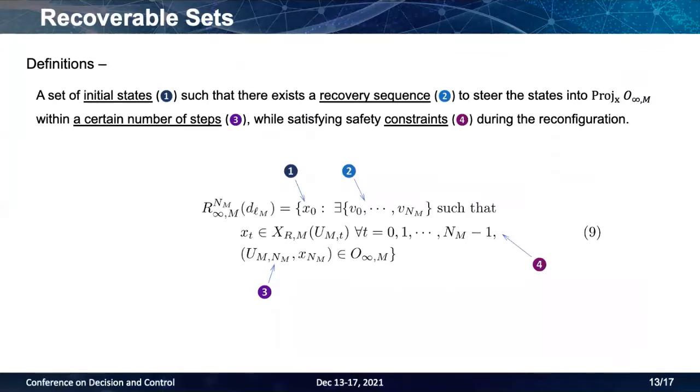The recoverable set is a set of initial states X0, such that there exists a recovery sequence V0 to V and M to steer the states into the state projection of O infinity M within a certain number of steps Nm. Meanwhile, the safety constraints XRM should be satisfied during the recovery.